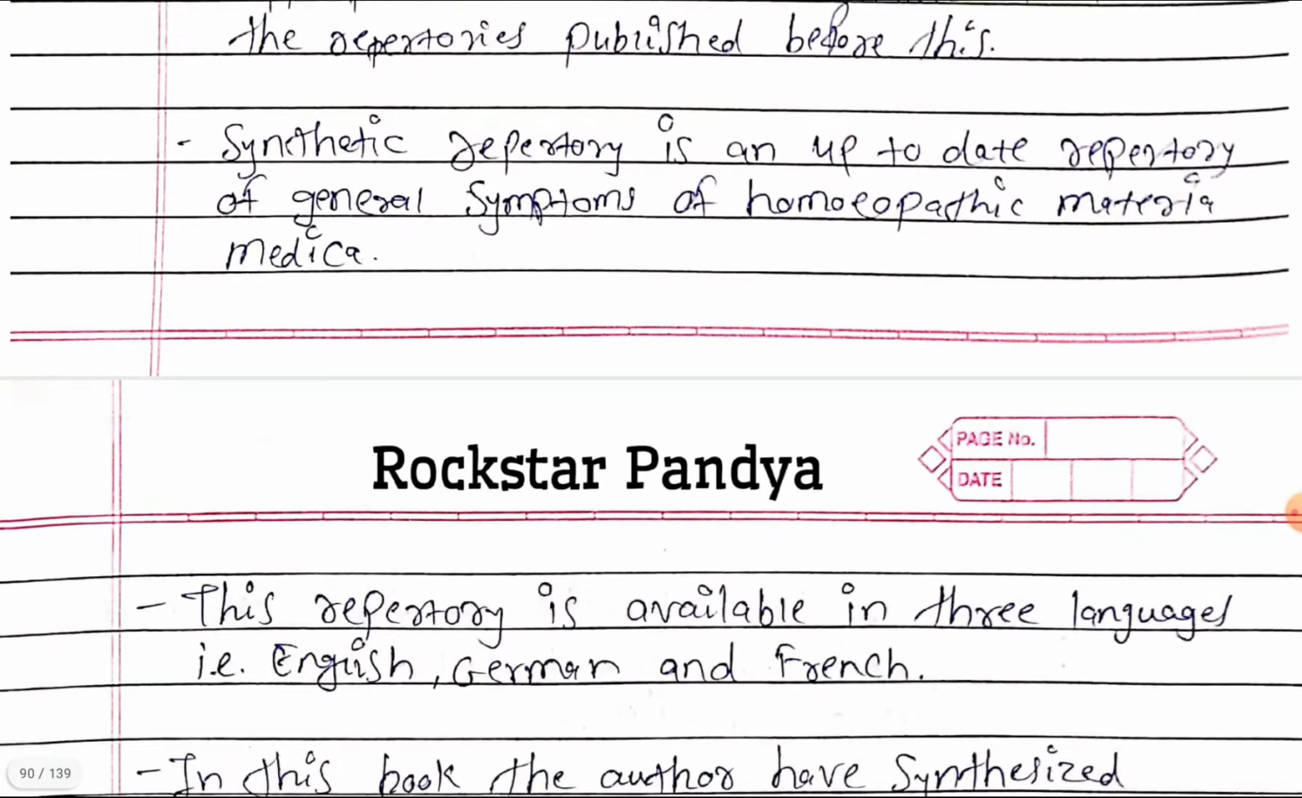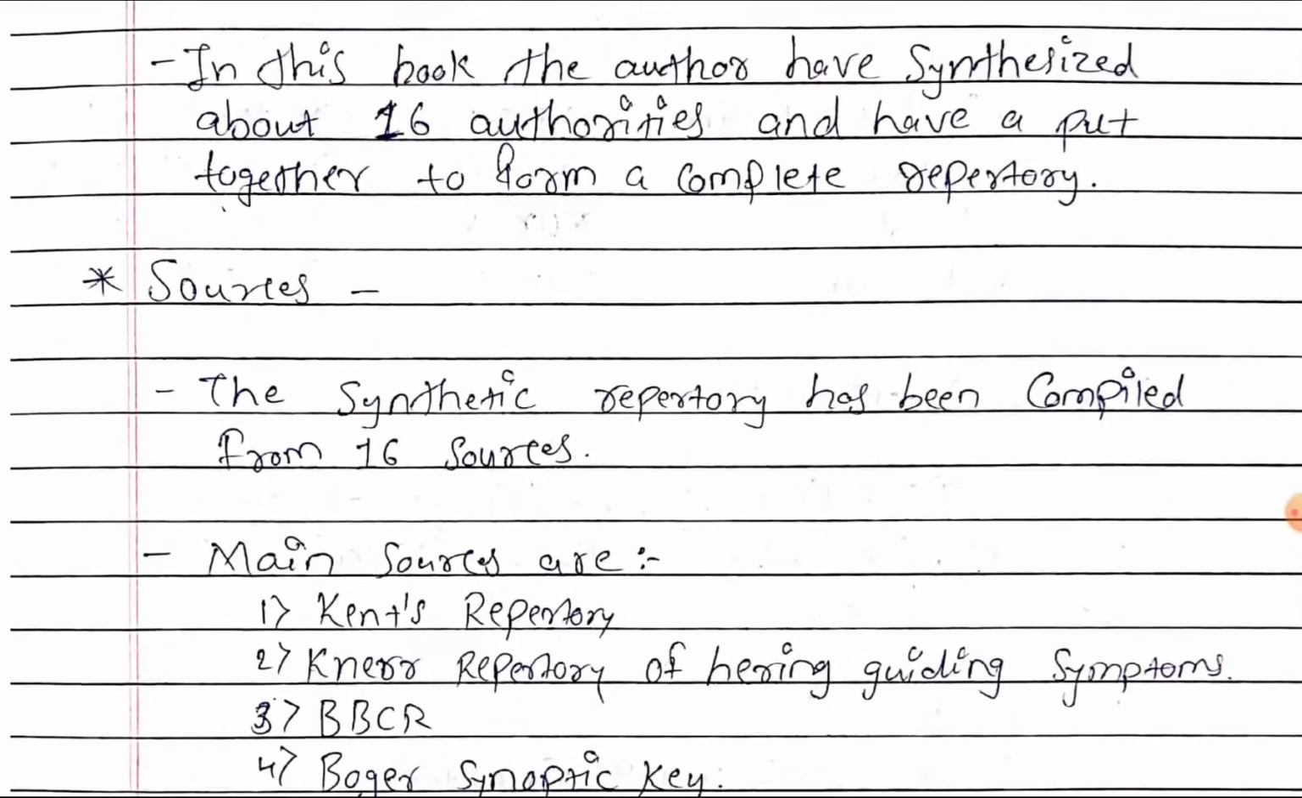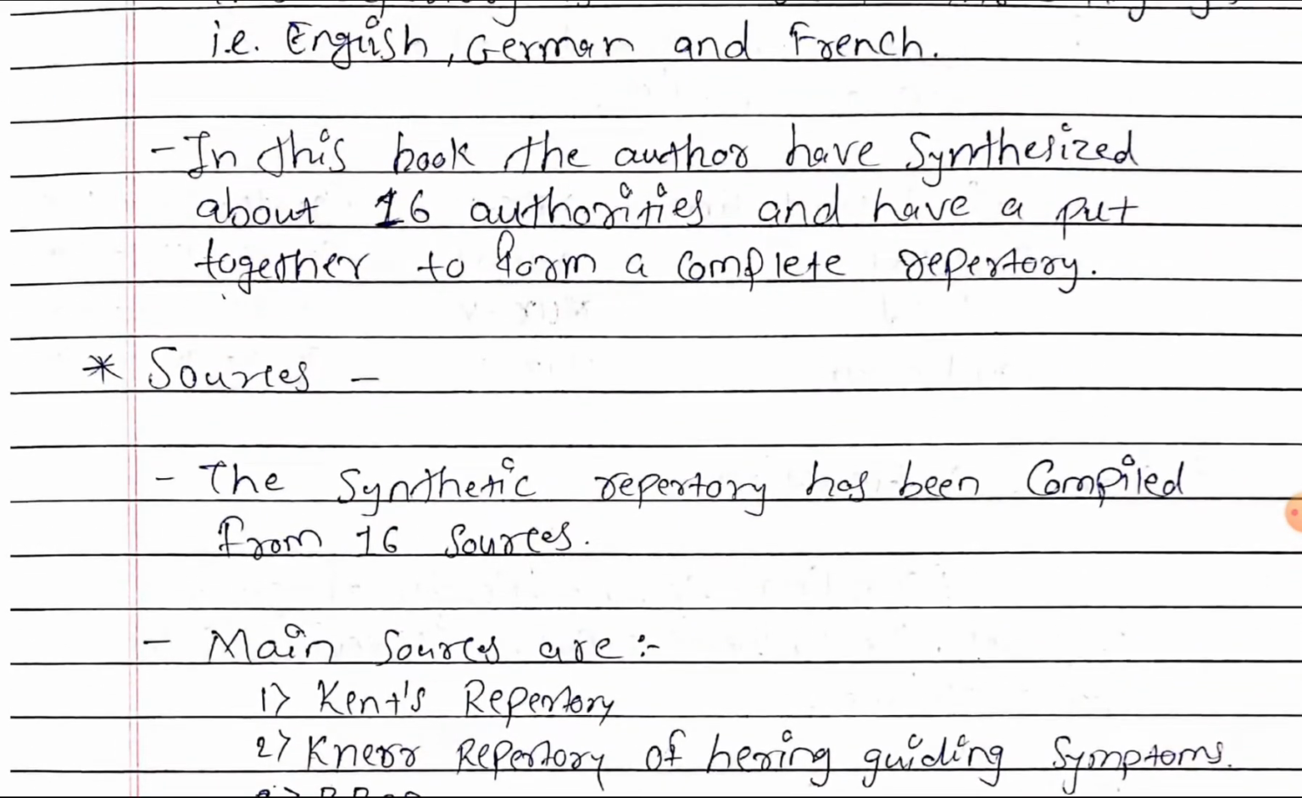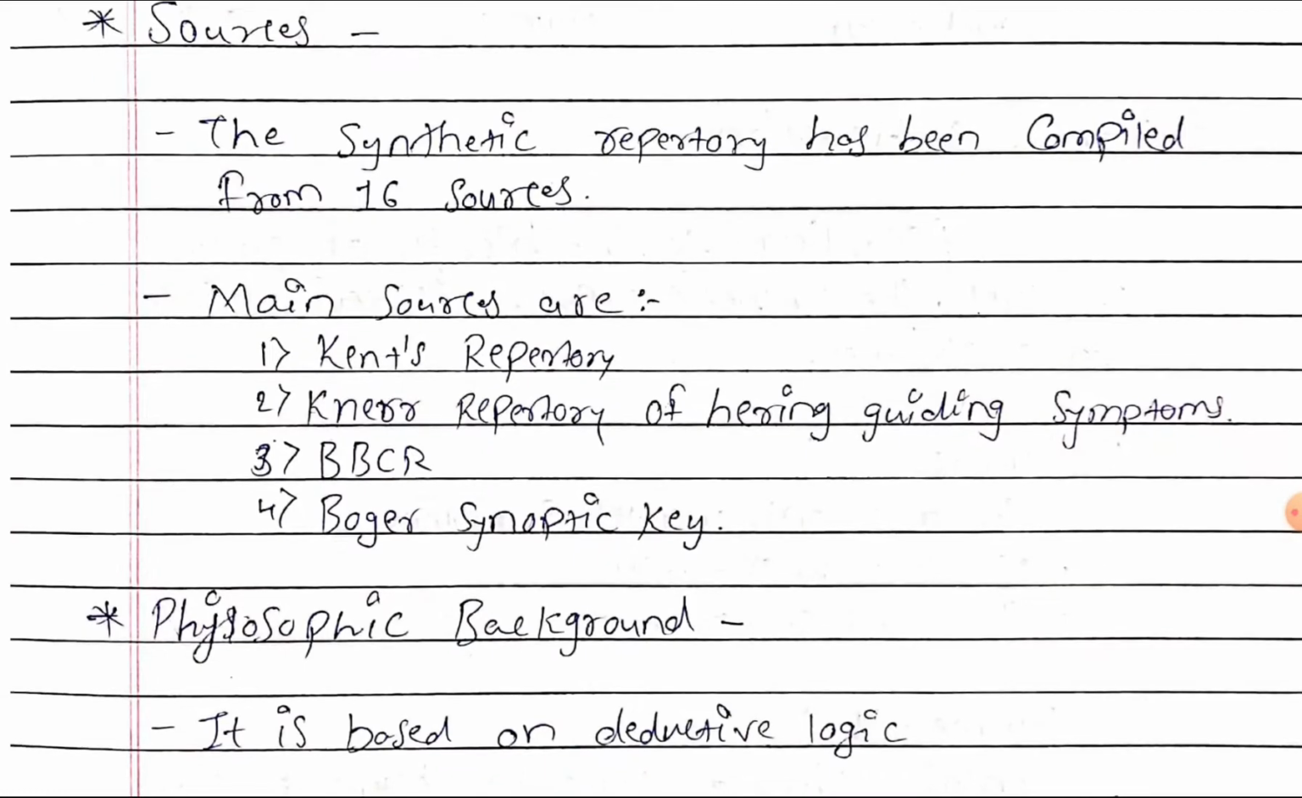Synthetic repertory is an up-to-date repertory of general symptoms of homeopathic materia medica. This repertory is available in three languages, that is English, German, and French. In this book, the author has synthesized about 16 authorities and put them together to form a complete repertory. Sources: the synthetic repertory has been compiled from 16 sources. The main sources are Kent's repertory, Nair repertory of Herring's guiding symptom, BBCR, and Boger's synoptic key.